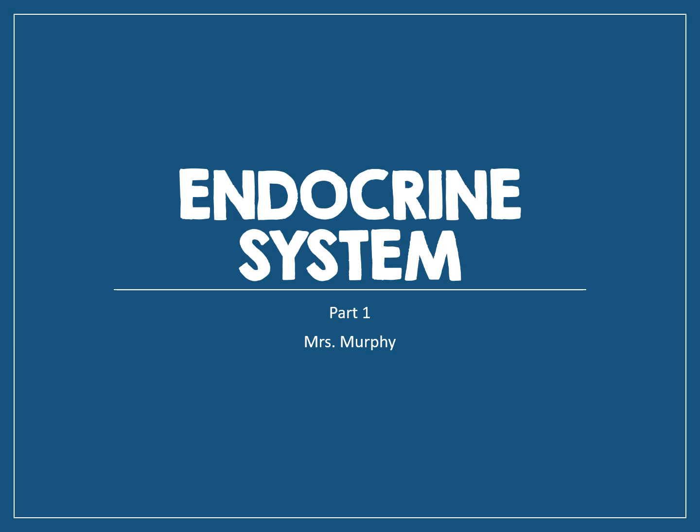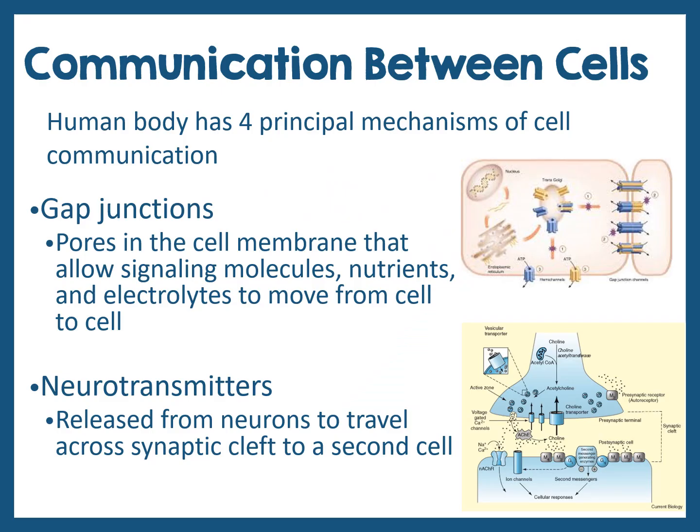We're going to start this lesson by reviewing some things that we should already know about the endocrine system and how cells communicate with one another. When it comes to the human body, our cells have four principal mechanisms in which they can communicate. The first is called gap junctions. Gap junctions are specialized membrane structures that allow cells to communicate by exchanging ions, nutrients, and other small molecules.